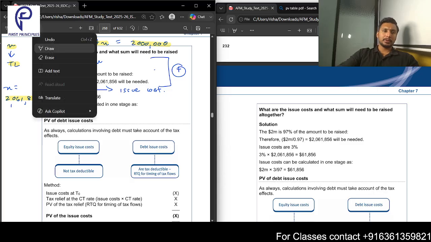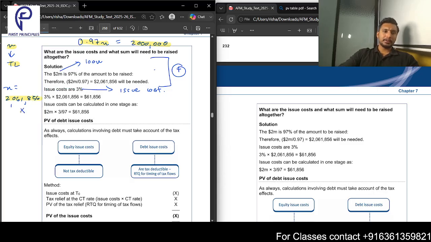2,061,856. On this, I have an issue cost. How much is my issue cost? I have a 3% issue cost on this. So I have a total of 61,856. This is my issue cost.